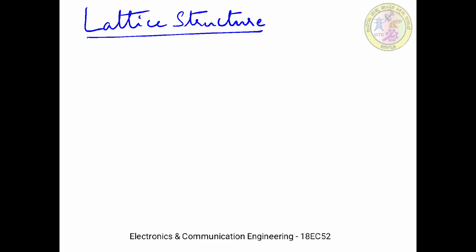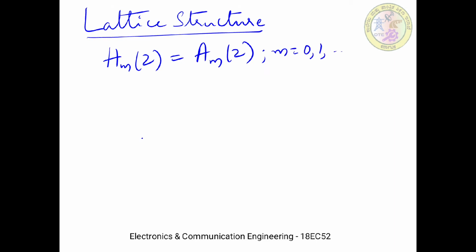It starts with a system function H(z). Let the system function of the mth order FIR filter be represented by a polynomial A_m(z). So the system function H_m(z) is equal to A_m(z) for m equal to 0, 1 up to M minus 1. Call this equation 1, where M represents the length of the filter, as we have considered in the previous realization types also.